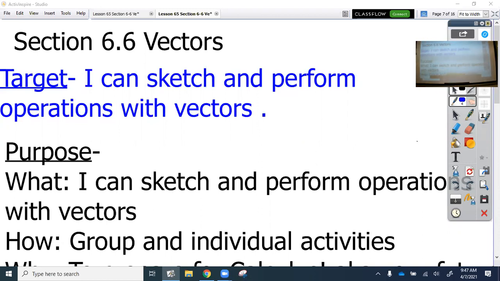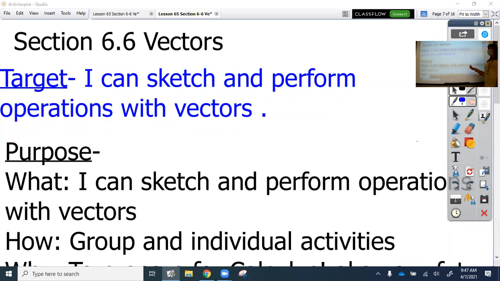So this is back to chapter 6. Now we're talking about our third and final topic in this unit, which is vectors. Vectors are going to take us at least 2 days. We might have to add a third in there. I want to see how it goes with our block scheduling.